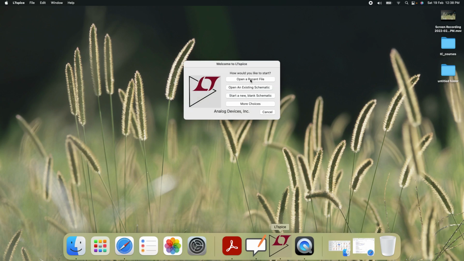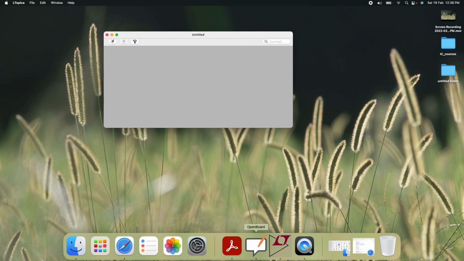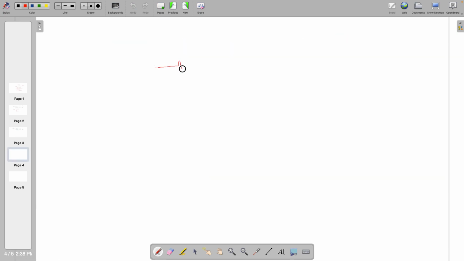When you start LTspice, you will see this window where you can start with an old file, which might be a circuit schematic, or you can start with a new blank schematic. Just for your information, whenever we are starting, if you are seeing a circuit which looks like this, with a resistor, capacitor, this kind of pictorial representation is known as the schematic. So we call it schematic.